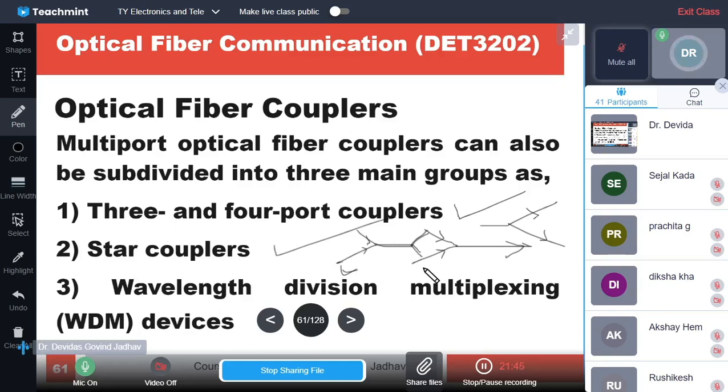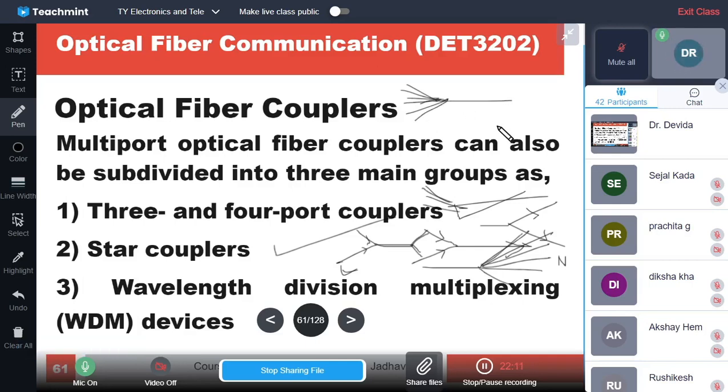Similarly, in a star coupler, a main fiber is there and many other branching fibers are there. So this is a star coupler. So 1 to N, or similarly M or N to 1, combining is also possible. So many to 1, okay. So this is also a star coupler: star combiner, star distributor.